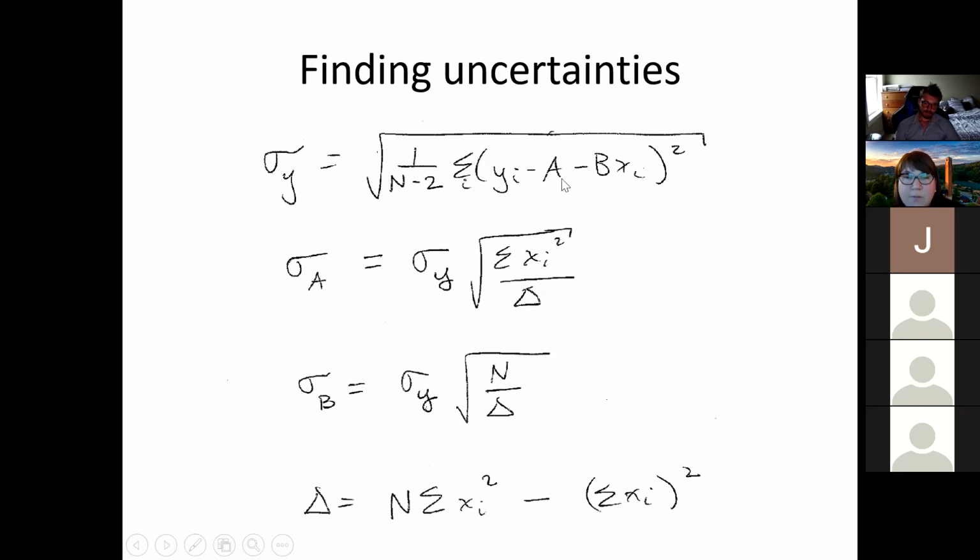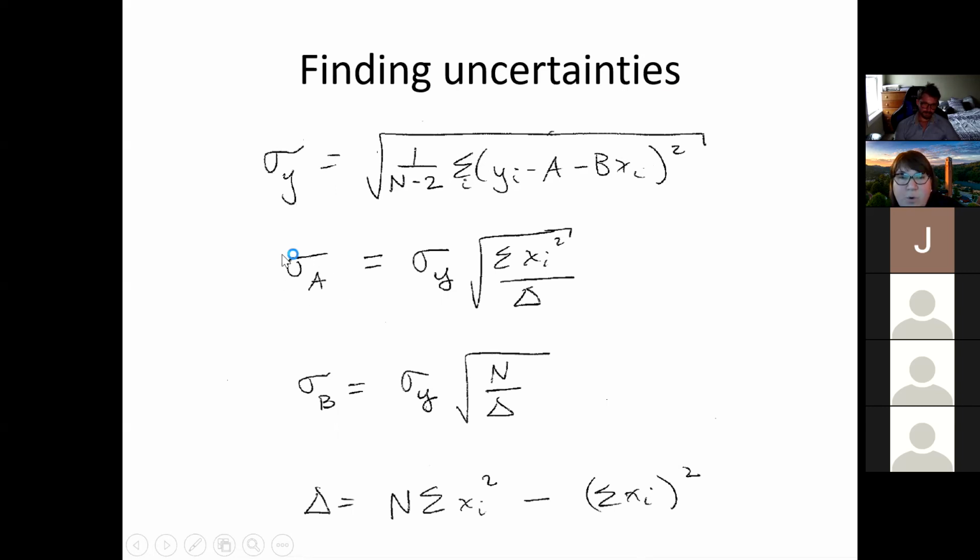A is, I'm sorry, it's the y value of the data point, A is that y-intercept, B is the slope, x sub i is the x value for the data point. We sum up the squares of those and then divide by n-2 and take the square root. That gives us our standard deviation.